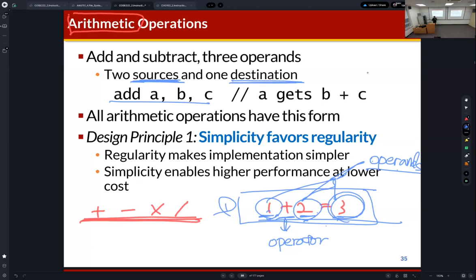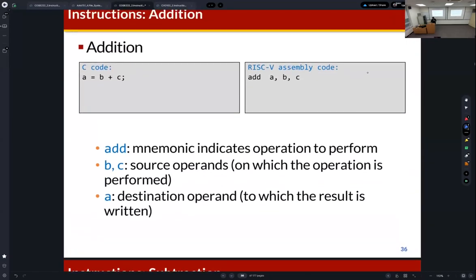Okay. So we can represent this instruction like this, like add. So this is called the mnemonic. It's the name of the operator, or the identifier of the operation, and it is called the mnemonic. You can find the mnemonic here.